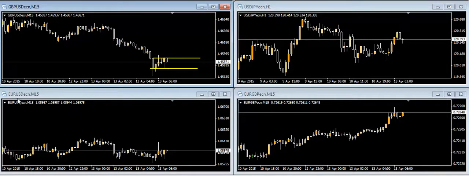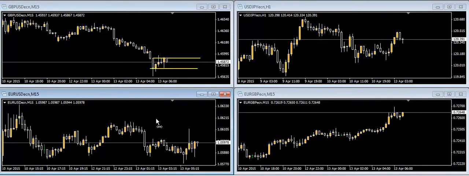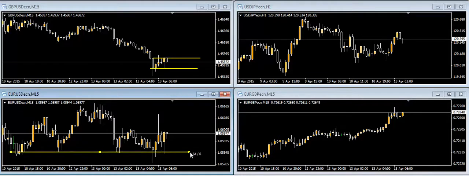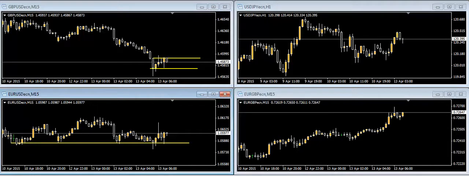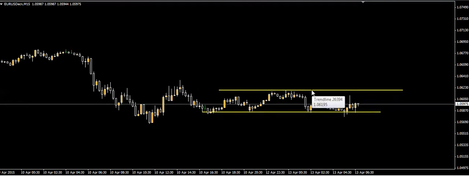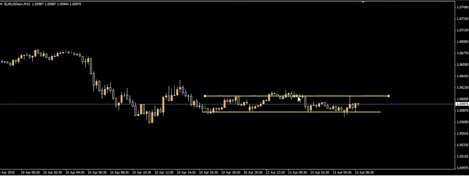Here we have the Euro USD, and we can see a pretty tight channel here. So drawing our trend line, our support line at that area. Then we're going to draw our resistance line along this area. So let's enlarge that a little bit. So we have our channel here.